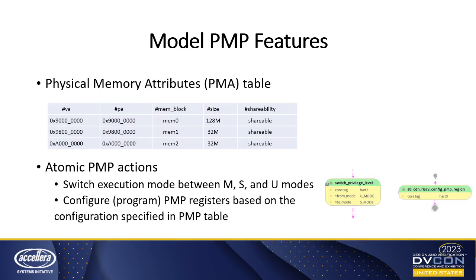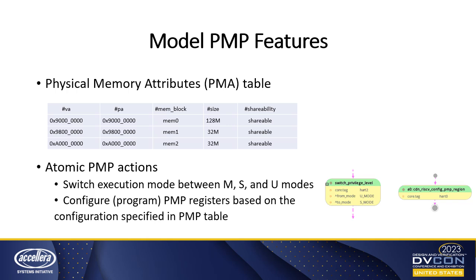Another table that is related to PMP features is a table containing PMA info, that is physical memory attributes information. The PMA table specifies virtual to physical address mapping for each memory block in the system. Other memory attributes like shareability can also be specified in a PMA table.